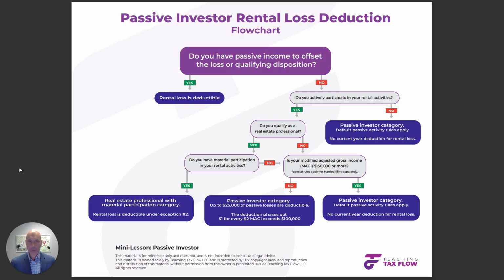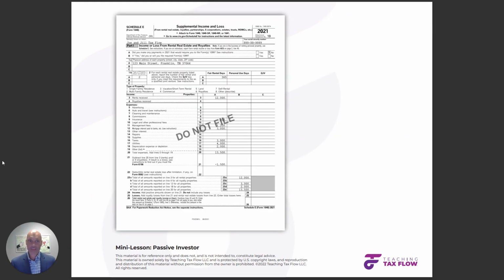So let's take a look at the forms we're going to report on. We're looking here, Schedule E. This is a common form in teaching tax flow. This is where you report rental properties, either owned personally or a single member LLC. And we have a whole separate mini lesson on reporting of rental activity if that's not the case.